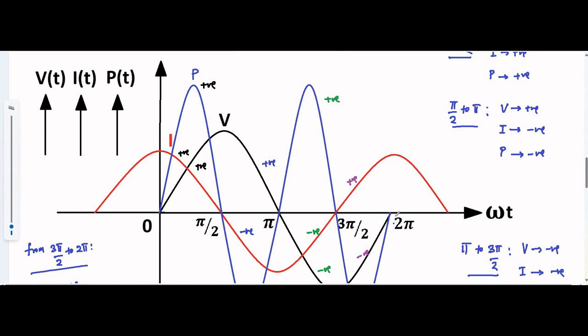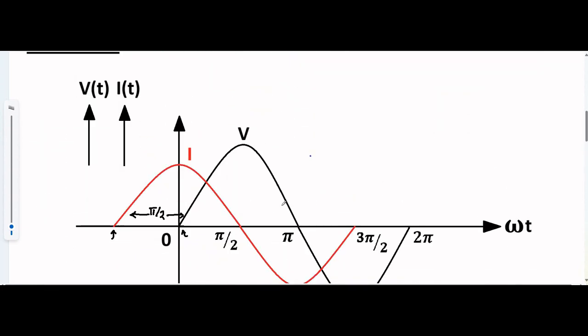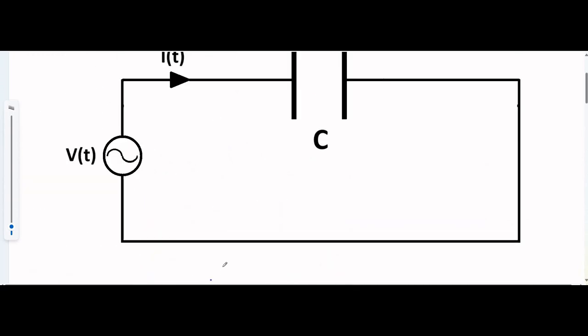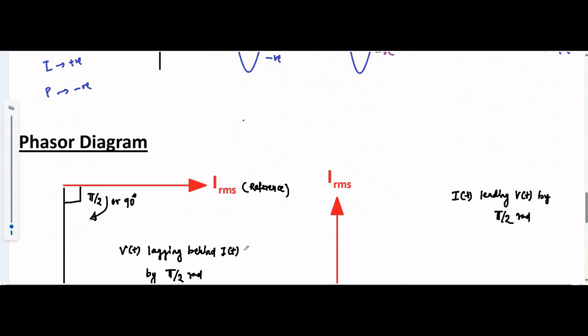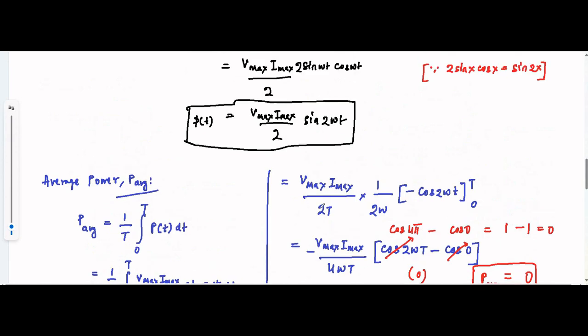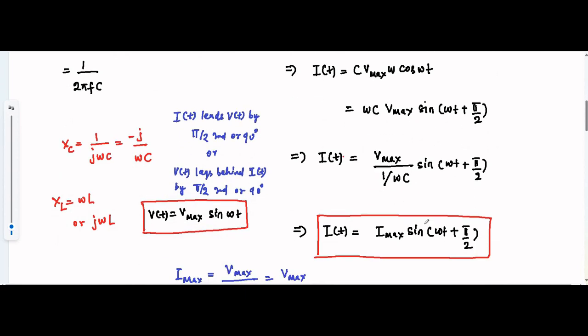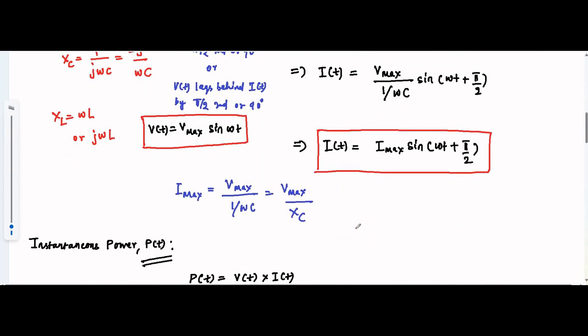So here we have discussed the basic concepts related to AC circuits with pure capacitance, starting with the basic representation of voltage and current, their expressions, then the waveforms, phasor diagrams, power curves relating to instantaneous power and average power, then capacitive reactance along with their complex representations.